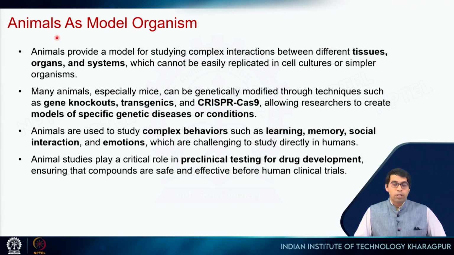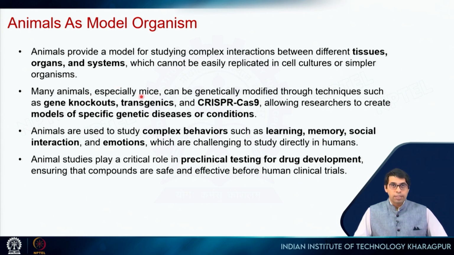Now, animals as model organisms. We have looked at unicellular organisms, we have looked at prokaryotes, we have looked at eukaryotes. Now, animals as a model organism. Once you have done your experiments in the cellular environment and you find interesting results, you may move on to animal models. Animal models provide a system for studying complex interactions between different tissues, organs and systems, which cannot be easily replicated in cell cultures or simpler organisms like yeast.